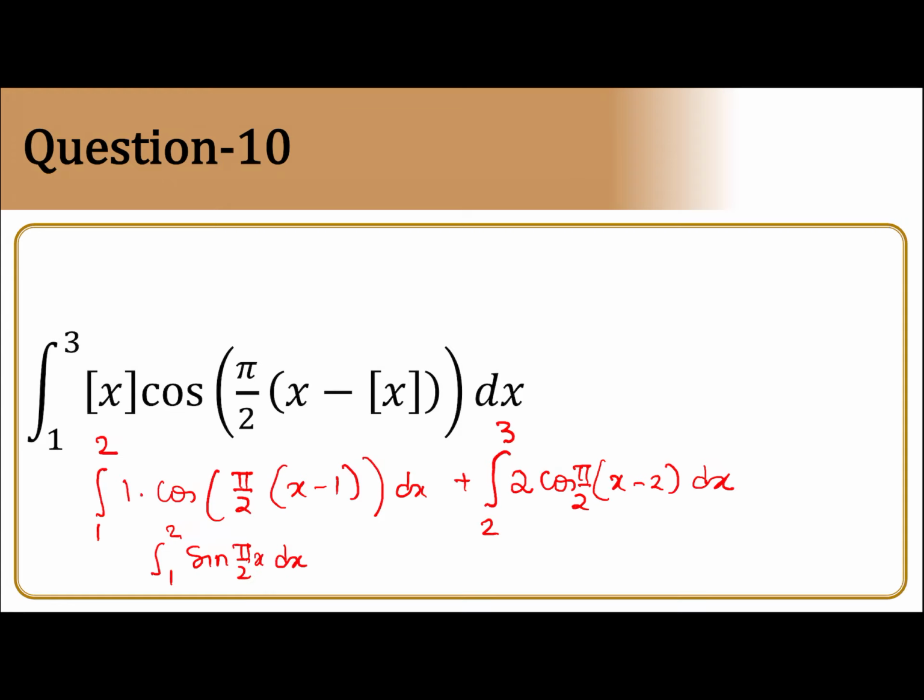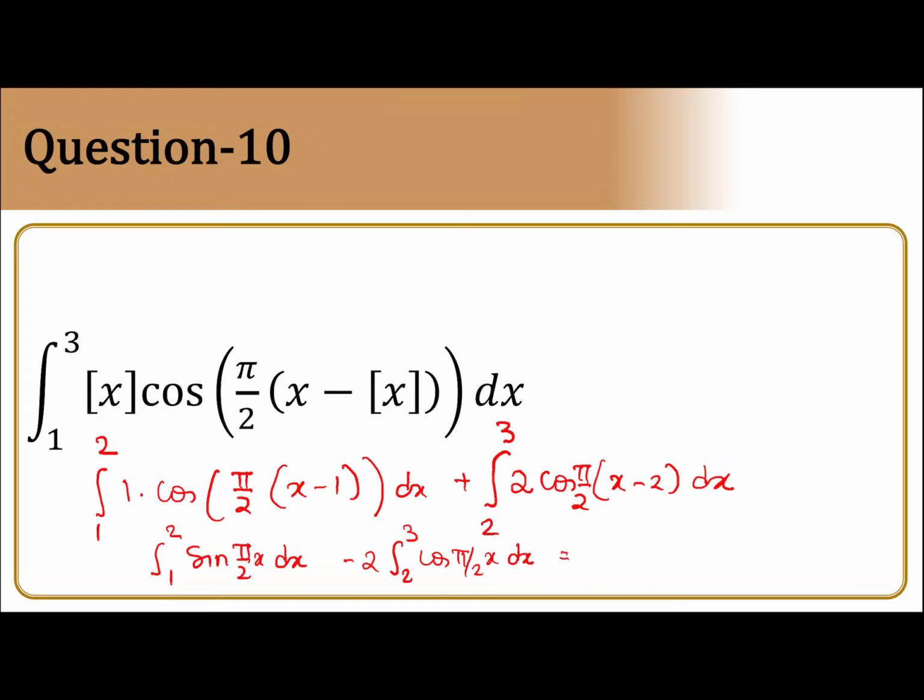But here what is happening? Cos(pi/2 x minus pi), or pi minus cos x, will give you minus. So for 2 to 3, minus cos(pi/2 x) dx. That's why this problem is so important.